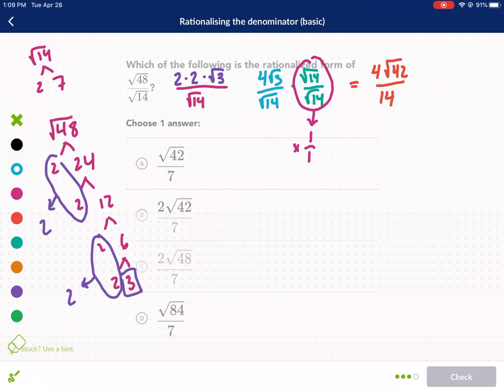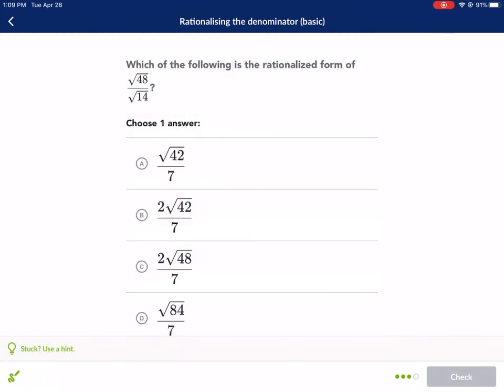So now we can just simplify the coefficients if possible. We can cancel 4 with the 14, leaving you 2 and 7. I reduced both by 2, divided both by 2. So our final answer is 2 radical 42 over 7. So I'm going to look for that answer. Option B.